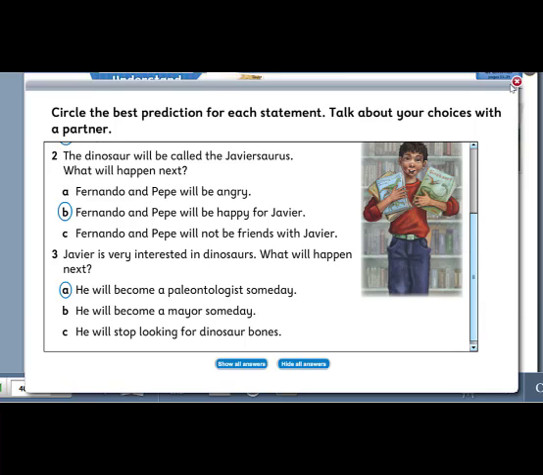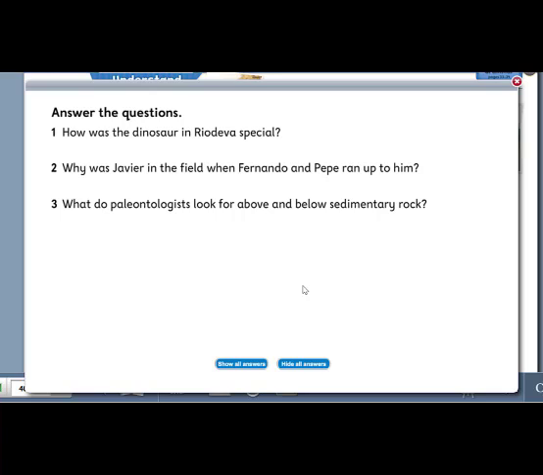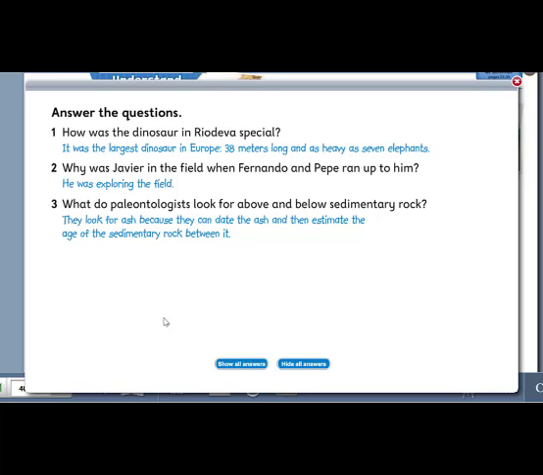Now, let's finish exercise B. Answer the following questions. Number 1. How was the dinosaur in Rio Diva special? Yes, that's correct. It was the largest dinosaur in Europe, 38 meters long and as heavy as 7 elephants. Number 2. Why was Javier in the field when Fernando and Pepe ran up to him? He was exploring the field. The third question is, what do paleontologists look for above and below sedimentary rock? They look for ash because they can date the ash and then estimate the age of sedimentary rock between it.